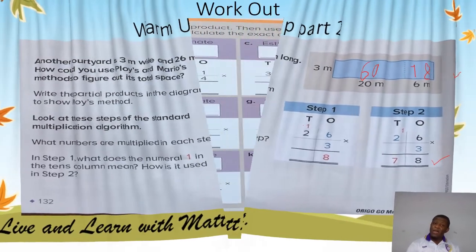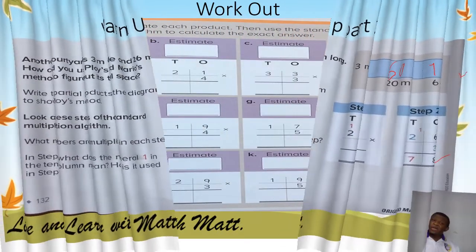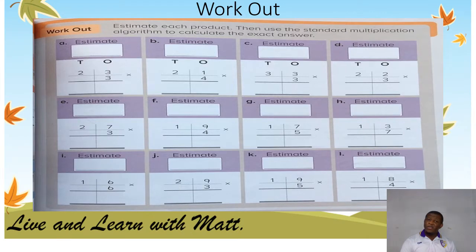Now let's take a look at the workout. Estimate each product, then use the standard algorithm to calculate the exact answer. So for part A, 23 times 3, the estimate will be 75. Now, 3 times 3, we know is 9. 3 times 2 is 6. So that will give us 69.